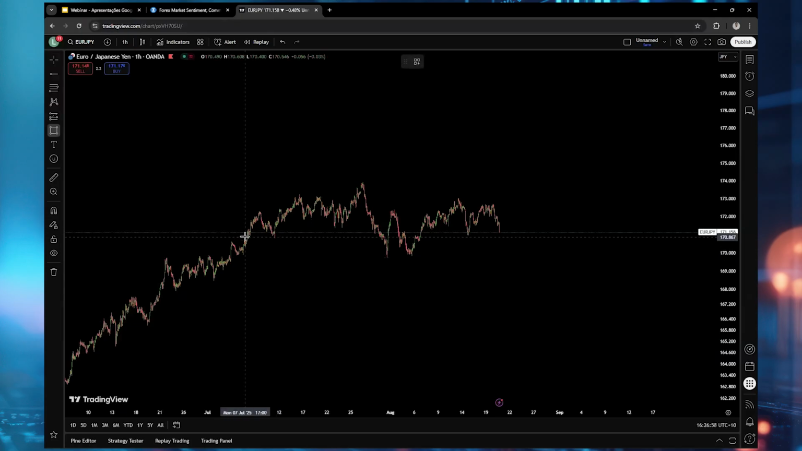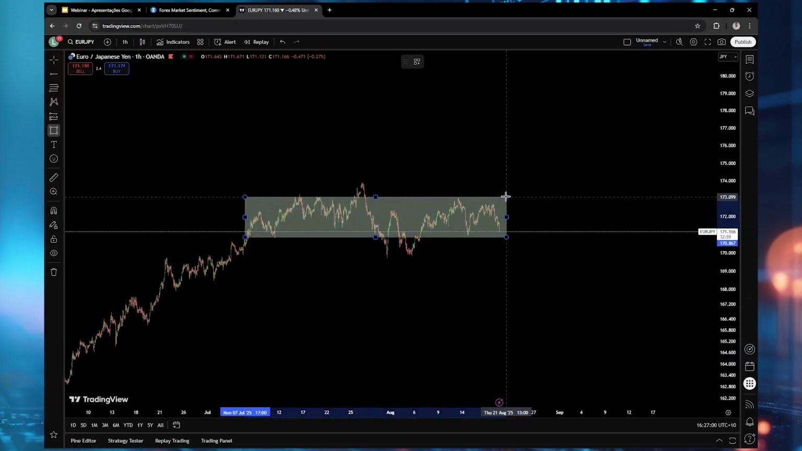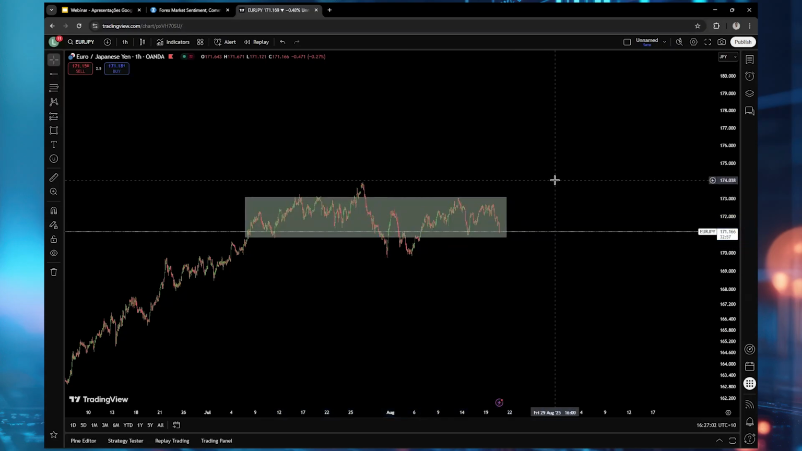Okay, we had some sort of fake breakout at the top, some sort of fake breakout at the bottom. So it's pretty interesting how this is going. Now it's exactly the same setup as the US dollar Japanese yen.